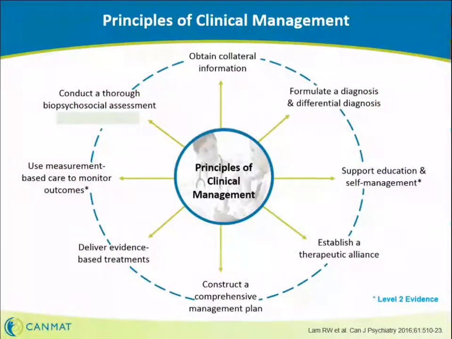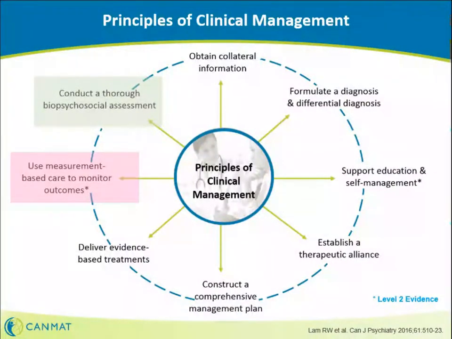The CANMAT guidelines start by describing principles for clinical management to optimize treatment for patients. And this starts with a comprehensive assessment of the patient that leads to a diagnosis and differential diagnosis, working with the patient to provide education and self-management, and then developing a plan to offer and deliver evidence-based treatments. But another critical principle is to use measurement-based care to monitor outcomes.